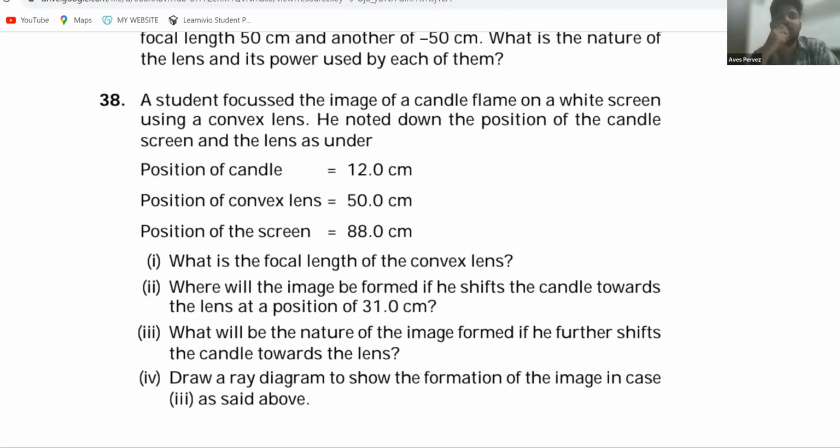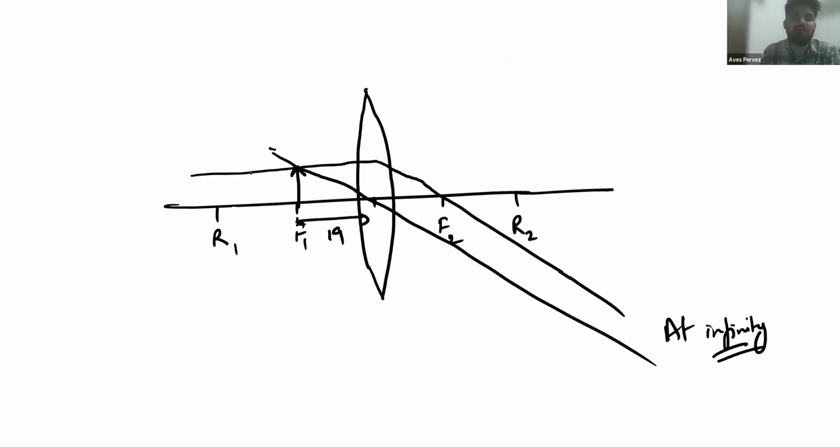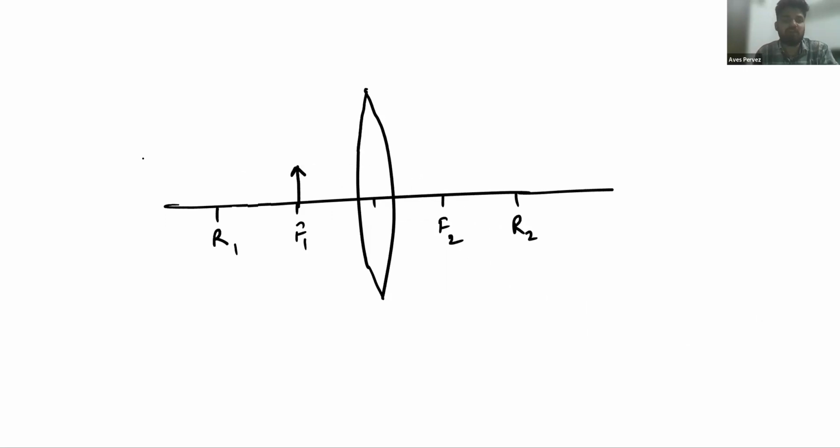Question number 3. What will be the nature of the image formed if she further shifts the candle towards the lens? If she is putting the object between the optical center and focus, then it will become virtual. Yes, a virtual image will be formed. And if I ask where the virtual image is formed in the lens, here or here, at A position or B position? B position. Yes, B position. So let's draw this case again.